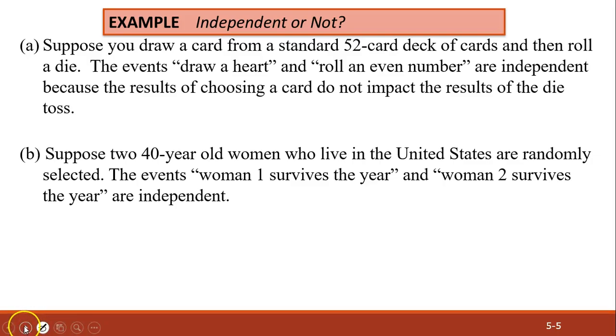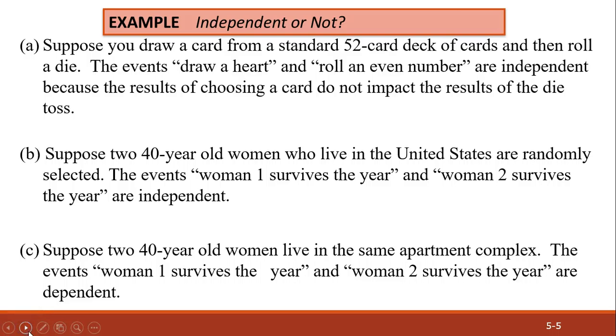Now let's look at the third one. It says suppose two 40-year-old women living in the same apartment complex. The events woman 1 survives the year and woman 2 survives the year are going to be dependent events because they have something in common with each other. What affects one woman may affect the other.